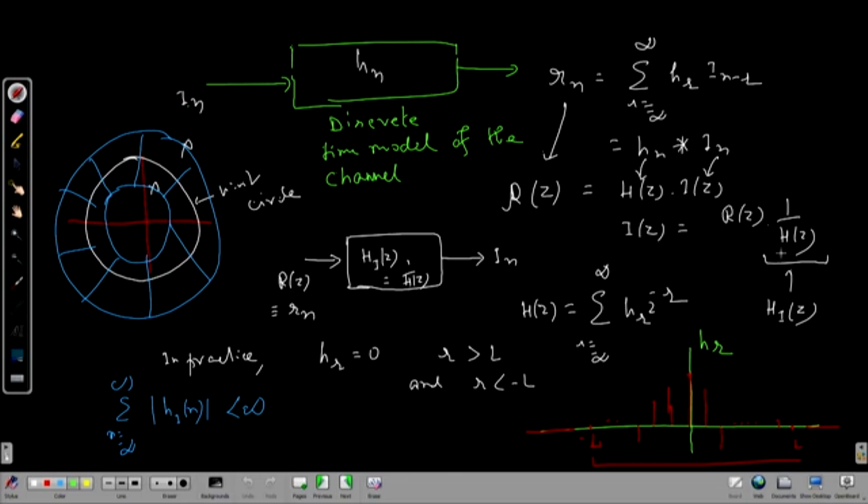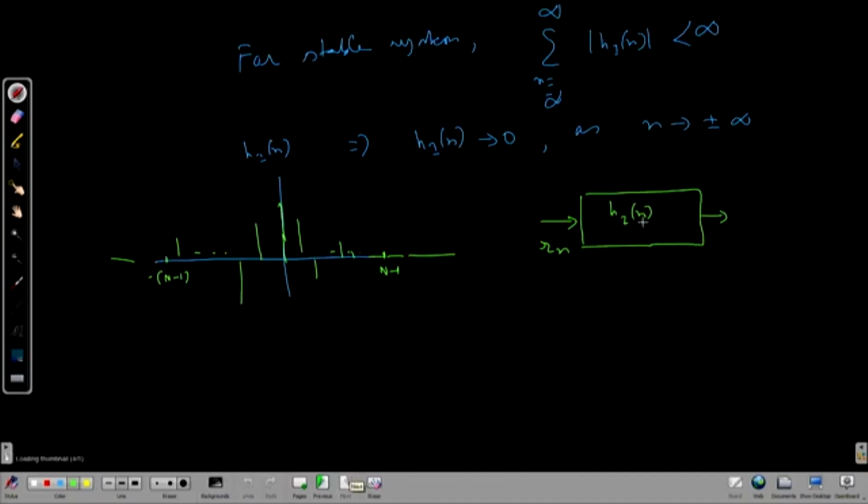Always 1 by H(z), I call it capital H_I(z), the corresponding impulse response being h_I[n], I for inverse. So if I pass r[n] through h_I[n], I get back I[n]. But in h_I[n] I have done some approximation: I have truncated it, assuming values to be 0 to the right of the capital N minus 1 point and to the left of minus capital N minus 1 point. If my approximation is not bad, I should still expect to get I[n]. So I have to construct this filter.